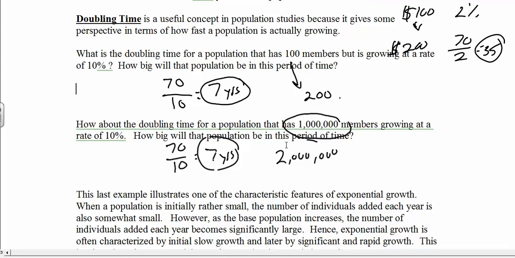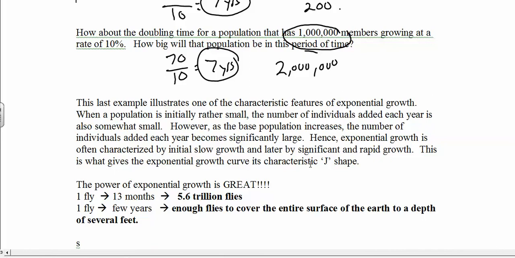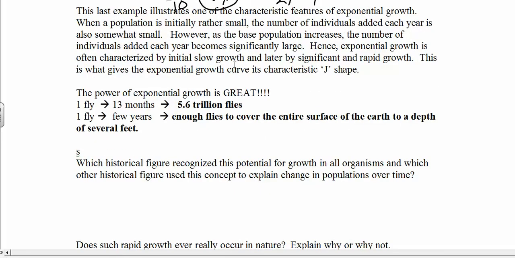So one of the key factors, obviously having a high growth rate is important, but also the size of the base population is an important factor driving the increase of size of populations. Okay? So you could read through this on your own. It just illustrates how truly powerful exponential growth can be. It implies that just a small number of organisms grown without restraint can pretty much take over the planet in no time. One fly in 13 months can become 5.6 trillion flies through their intrinsic rate of growth. And then if you gave them just a few years, there'd be enough flies to cover the entire surface of the Earth to a depth of several feet.